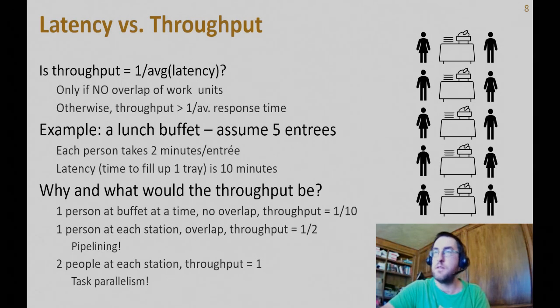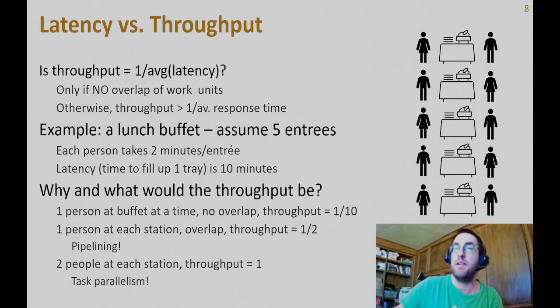Are we done squeezing the most performance out of this as we can? We can use parallelism. We can work both sides of our buffet simultaneously. And so now each station is providing 2 people access at the same time, and we've reached a throughput of 1 tray per minute.